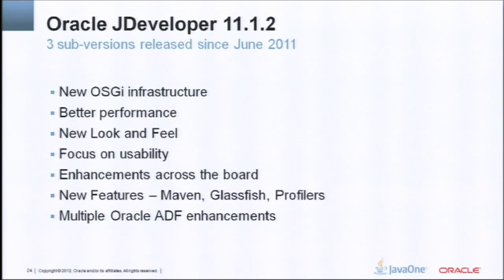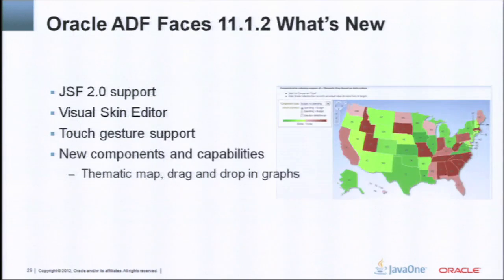And a lot of enhancement in the ADF space as well. Some examples: we support JSF 2.0 now with our components. Previously it was JSF 1.2. We have a visual skin editor, so I forgot to mention, but the application you built before can have a completely different look and feel by you changing a CSS file. So you can actually skin all of our components, and we have a visual skin editor that allows you to skin them in an easy way. I mentioned the touch gesture support, which is also new in the latest releases.